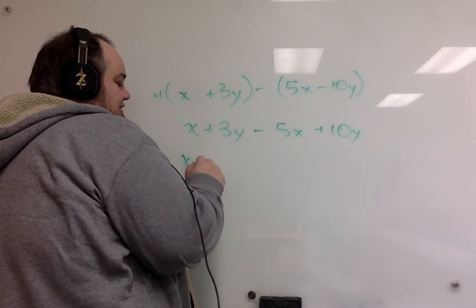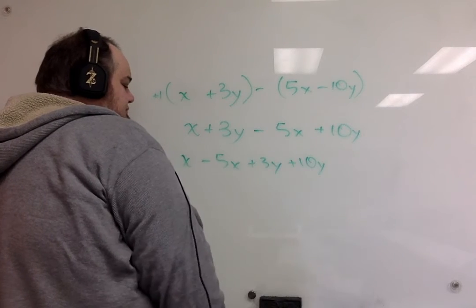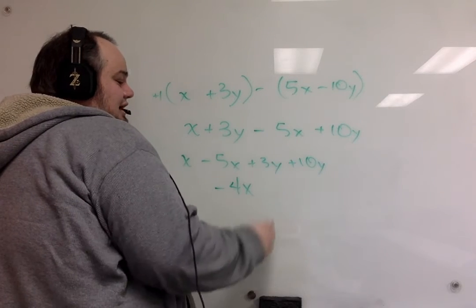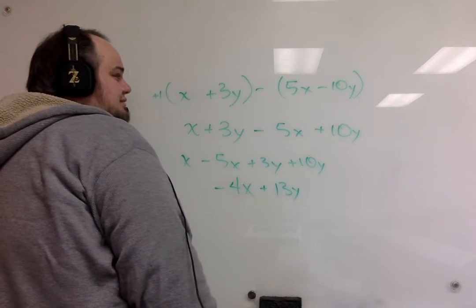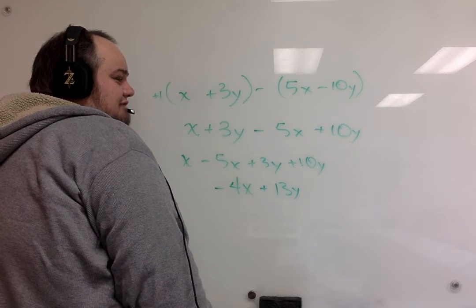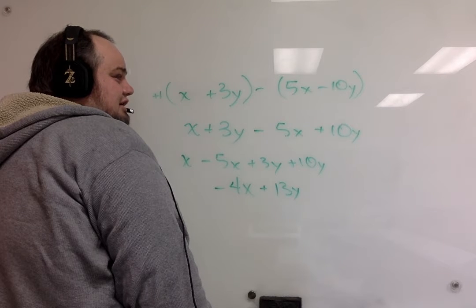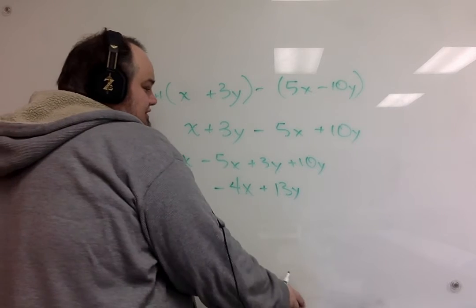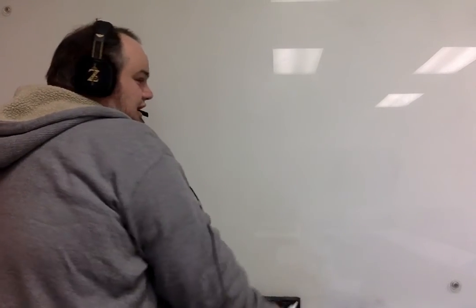Once again, I'm going to rearrange, so we have x minus 5x plus 3y plus 10y. Now x minus 5x is negative 4x. 3y plus 10y is plus 13y. So you can see this is very similar to stuff that we've been working on throughout the year. This is a skill that you probably already have. So this section is just a good review to summarize some things that you already know, some good practice with adding and subtracting polynomials. Let's go ahead and do one more that's a little bit more complicated, and then we can wrap it up.